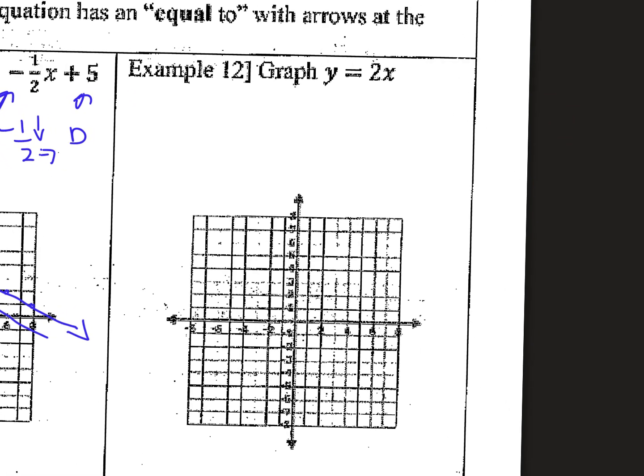Okay, so here I have number 12, and I'm going to start the same way. First, I'm going to identify my slope. Well, my slope is 2. Okay, it is attached to that x value. So I know my slope is +2 over 1. Tells me I'm going to go up 2 over 1. What is your y-intercept?